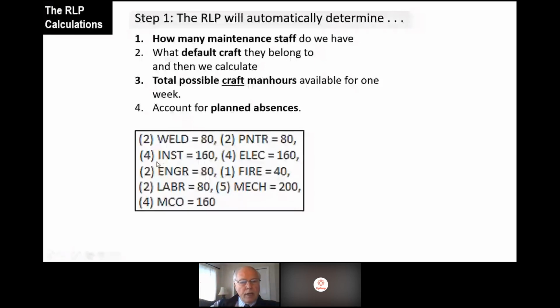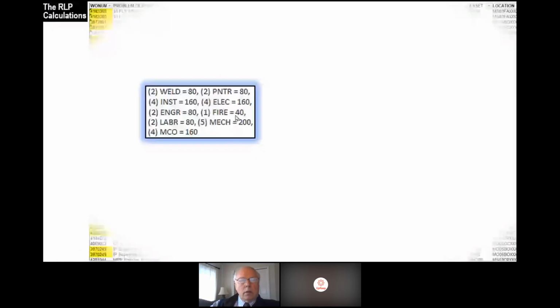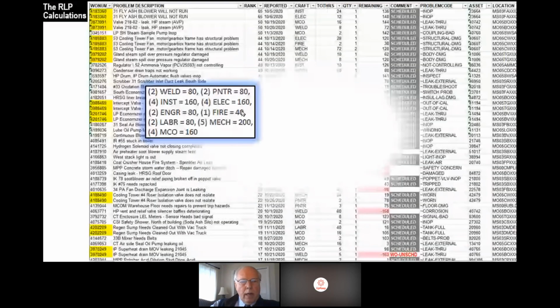So let's pretend we have a site that's got 2 welders, 4 instrument guys, 2 engineering support people, 2 basic laborers, multi-craft operators, painter, electrical, fire, and mechanical. 5 mechanics. So 5 times 40 is 200, yeah? That's our starting point. We'll pretend. I'm also assuming there's no planned absences here. We'll just go with this, and no efficiency factor other than 1. So now there's that little box. Now I'm going to zoom in using my fingers on my laptop.